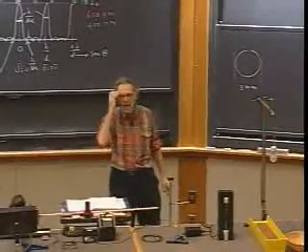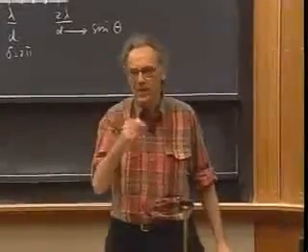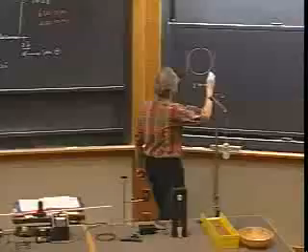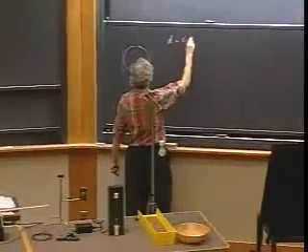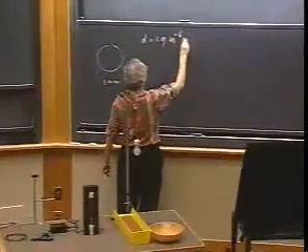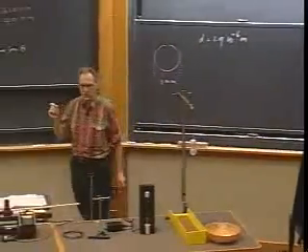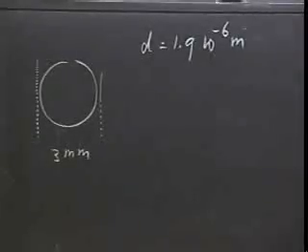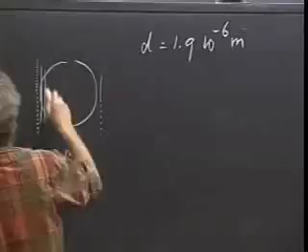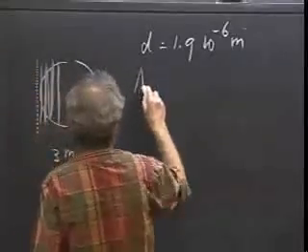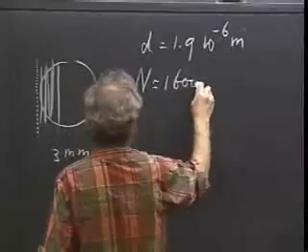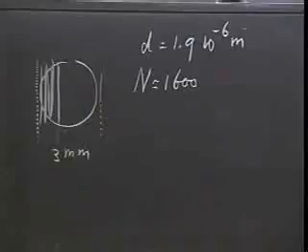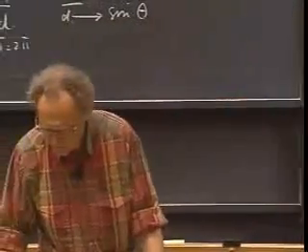That grating has 13,400 lines per inch. Imagine how anyone can put grooves in your plastic. 13,400 per inch. That means that the separation d between 2 grooves is about 1.9 times 10 to the minus 6 meters. That is only 2 microns. How anyone can do that beats me, but it can be done. So I can calculate now how many of those lines I have here in the 3 millimeters. And I end up with n is about 1,600. So when I shine my laser beam through my grating, I use effectively 1,600 of those lines.